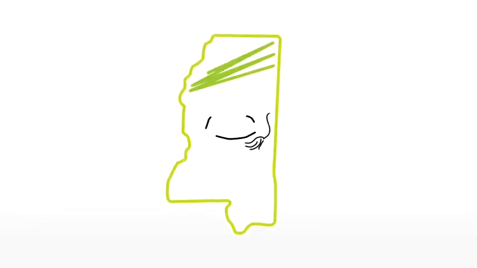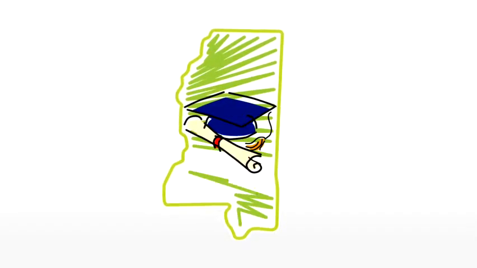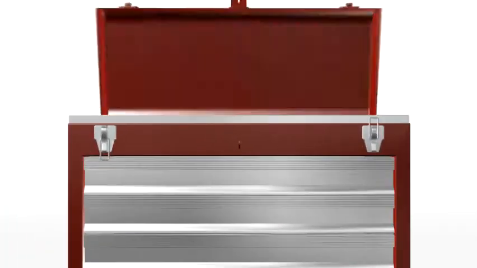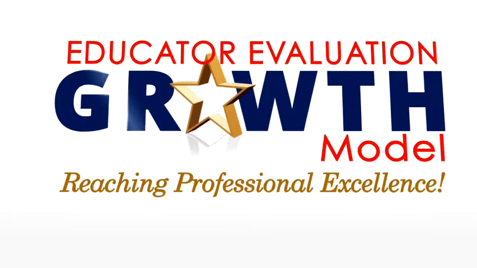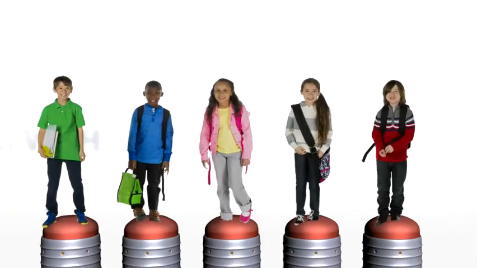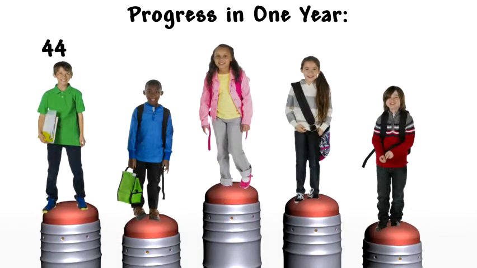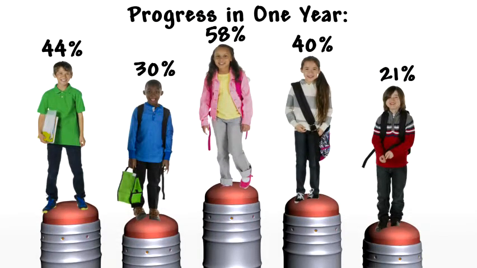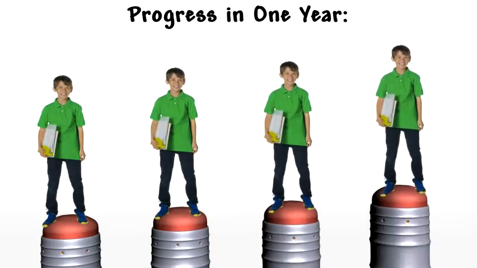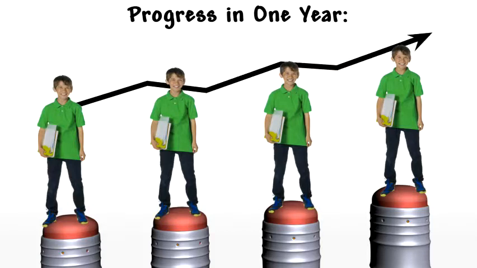In an effort to better measure a student's progress over time, the Mississippi Department of Education has recently adopted an additional tool, the Educator Evaluation Growth Model. The growth model is a statistical model that tells us how much progress a student made in a year compared to other students who started at the same place. It also tells us whether or not that student is on track to be proficient and provides information about the degree to which the student is growing, no matter where he or she started.